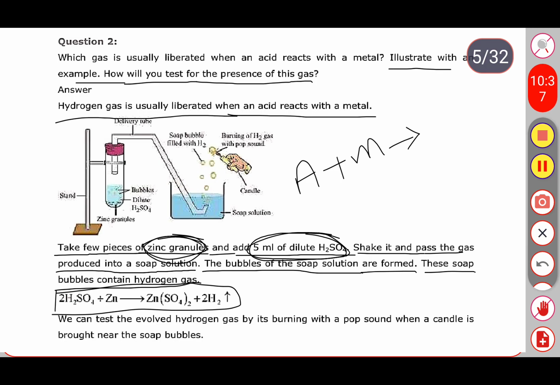See the reaction: when zinc granules are added to H2SO4, it will form zinc sulfate. We are getting two different products here. In that, zinc sulfate is a salt and hydrogen is the liberated gas. We can test the evolved hydrogen gas by its burning with a pop sound. The pop sounds when a candle is brought near the soap bubbles.